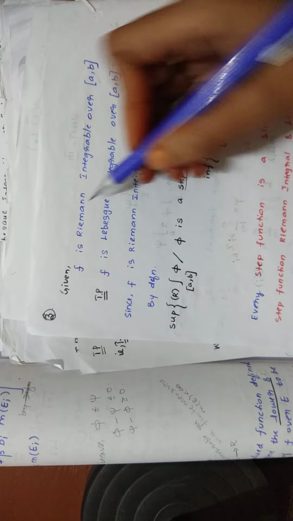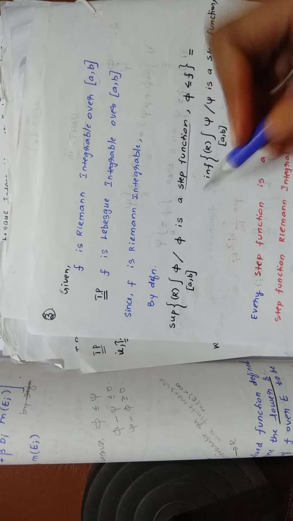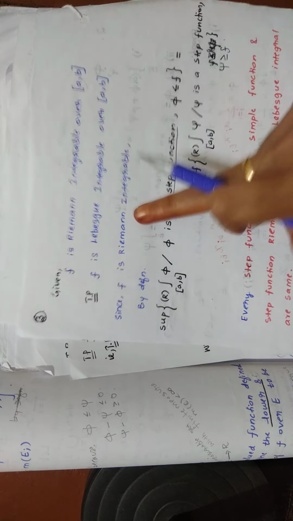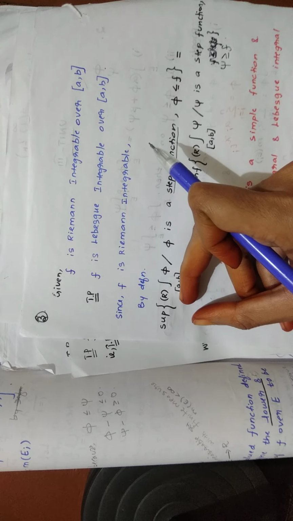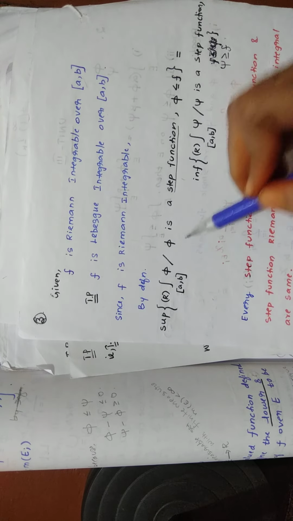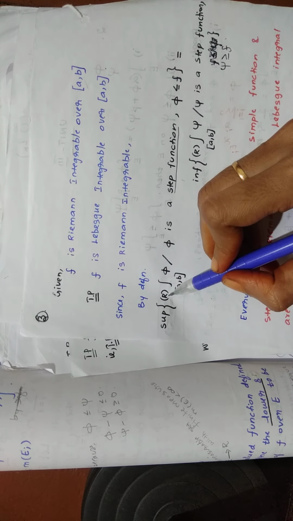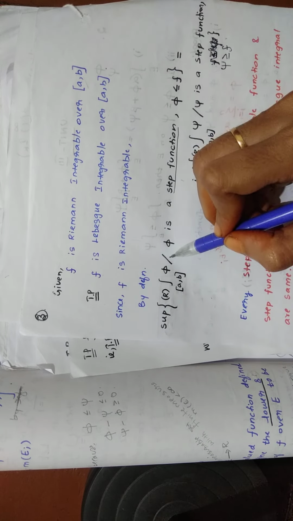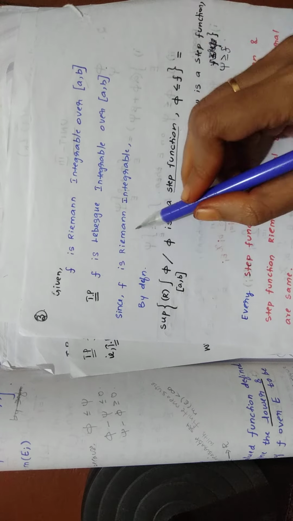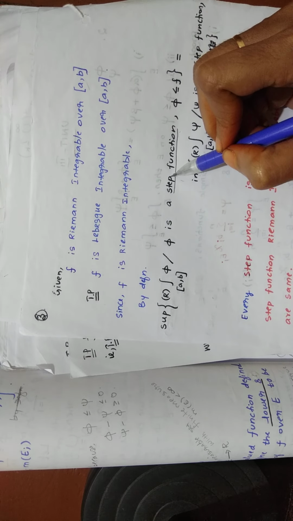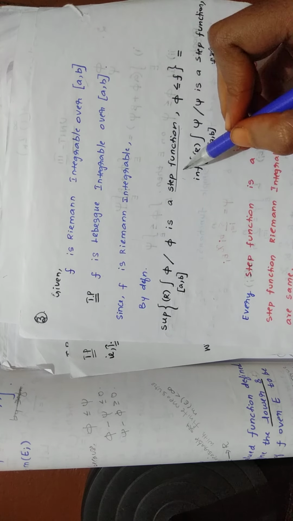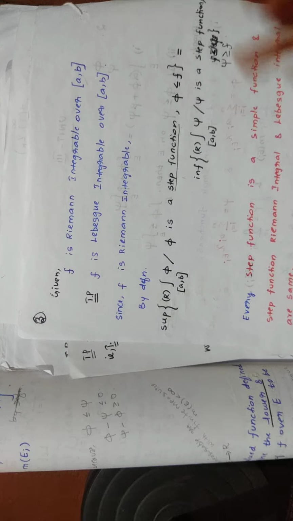Since they have given you that f is Riemann integrable, by the definition you can write this: the supremum of R integral of phi over [a, b], such that phi is a step function, and phi is less than or equal to f, equals the infimum of R integral of psi over [a, b], such that psi is a step function, and psi is greater than or equal to f. If it is Riemann integrable, you have to write step function. If it is Lebesgue integrable, in the place of step function you write simple function. That is the only difference.